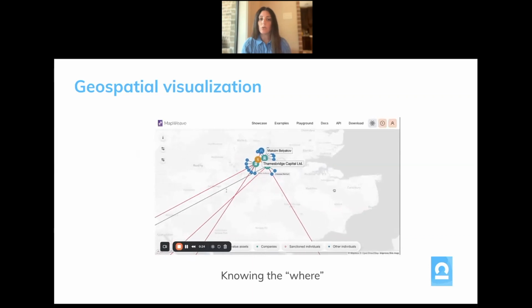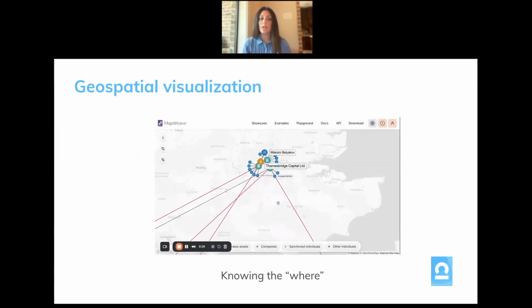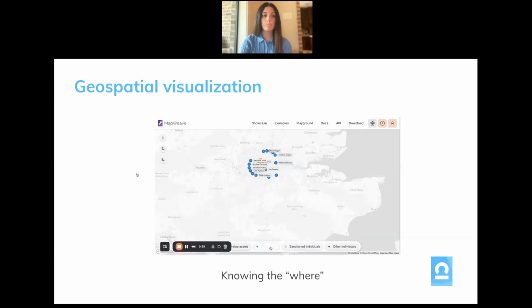So from the view that I'm showing you right now, you can see the individuals, how they're connected to different companies, and the different money transactions that are happening within those, spatially as well.